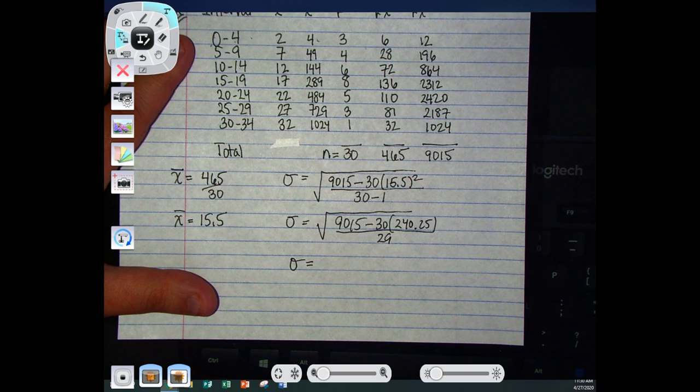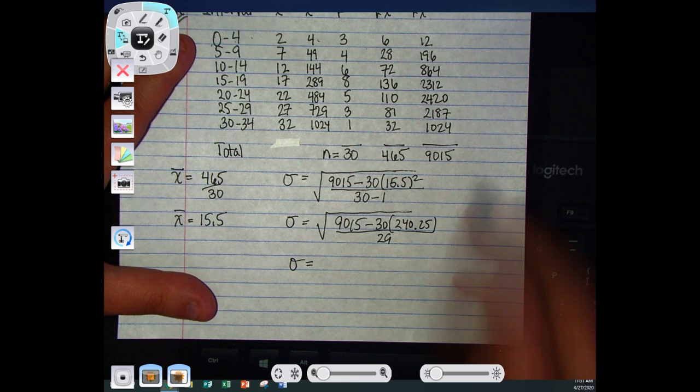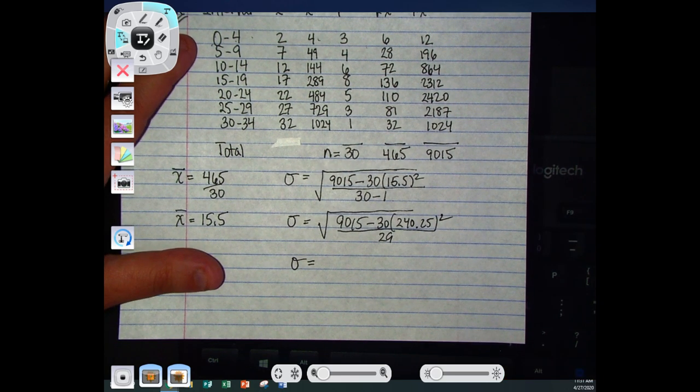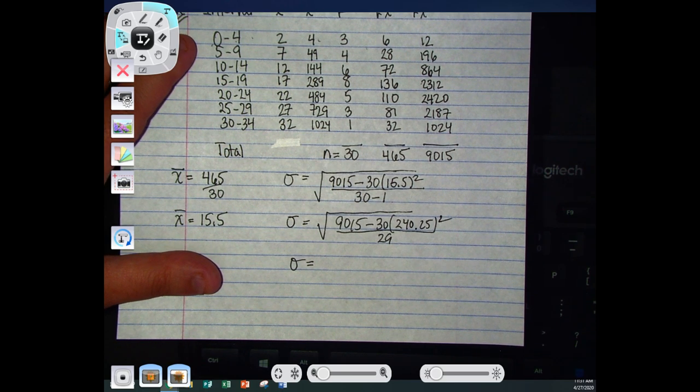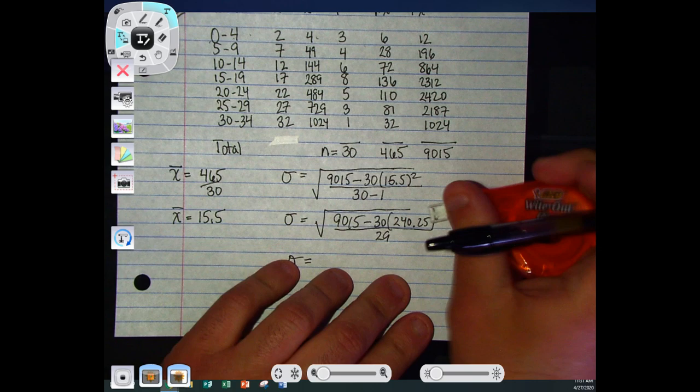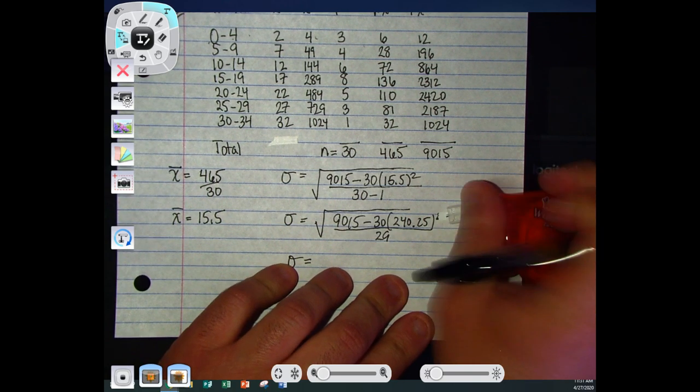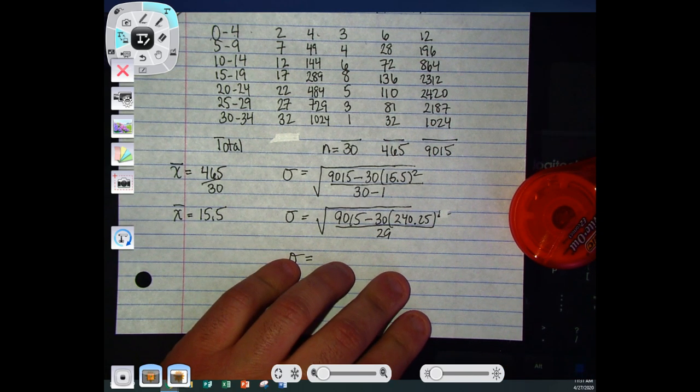So if I do 9015 minus 30 times 240.25 squared, oops. Oh, we already did 240.25 squared. My fault, made a mistake there too. Got a case of the Mondays here.